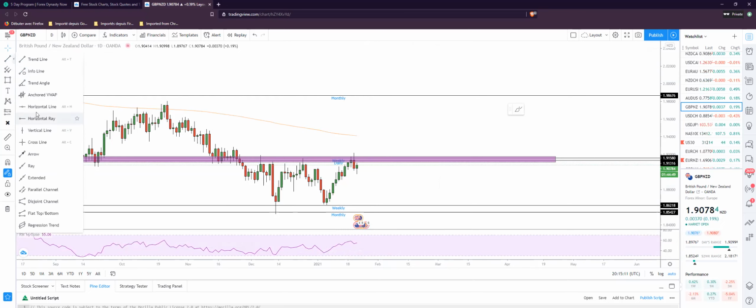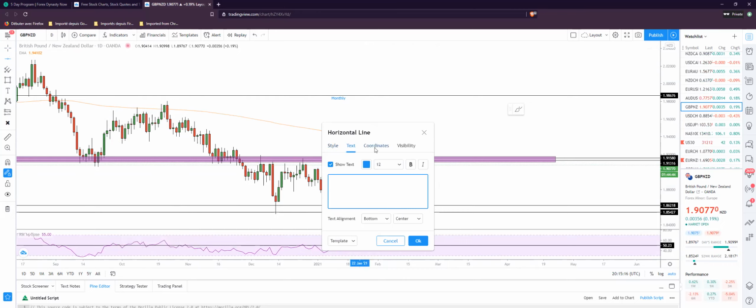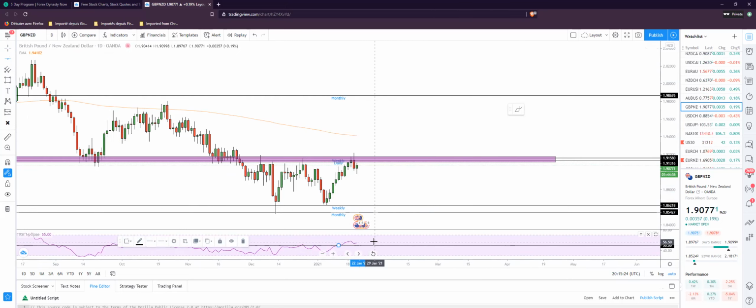And also what I want to see on the RSI, I like to put the 50 zone. Just wait a minute. Yeah. Sorry.